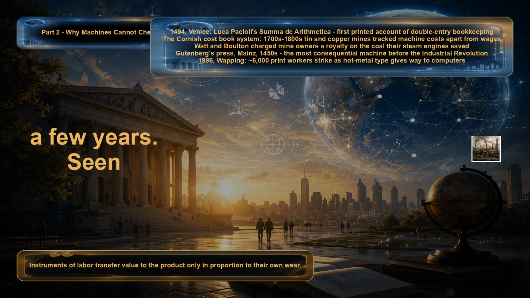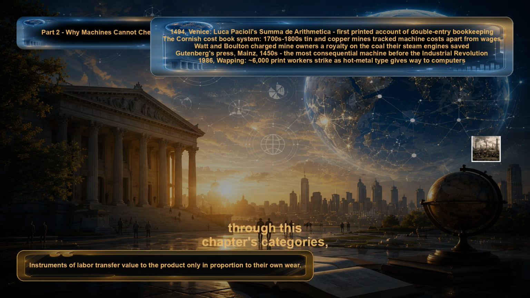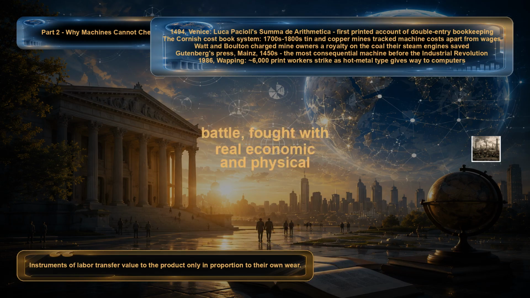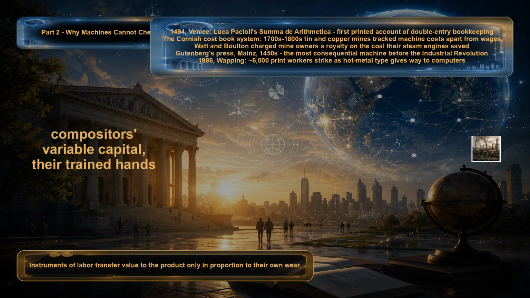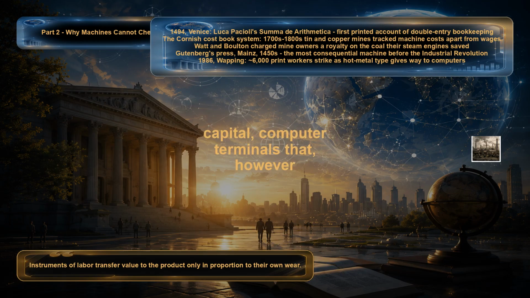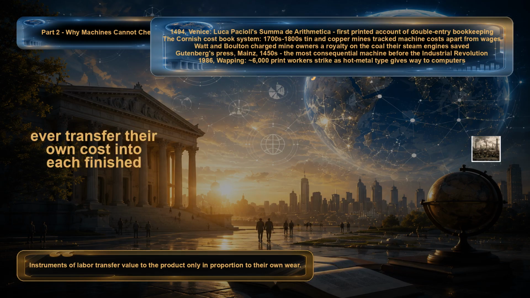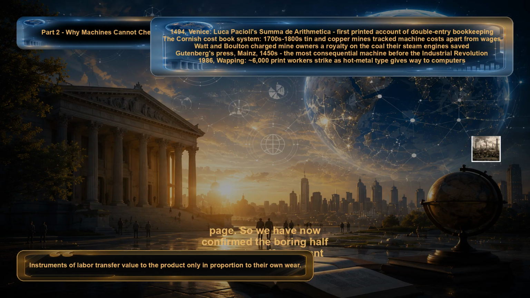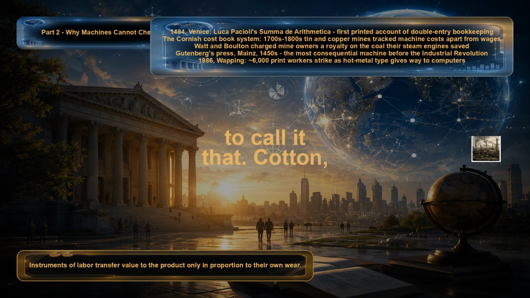Seen through this chapter's categories, Wapping was a battle, fought with real economic and physical force, over exactly the conversion this chapter describes. Compositors' variable capital, their trained hands and judgment replaced almost entirely by constant capital. Computer terminals that, however fast, however cheap to run, could still only ever transfer their own cost into each finished page. So we have now confirmed the boring half of the story, if you want to call it that.